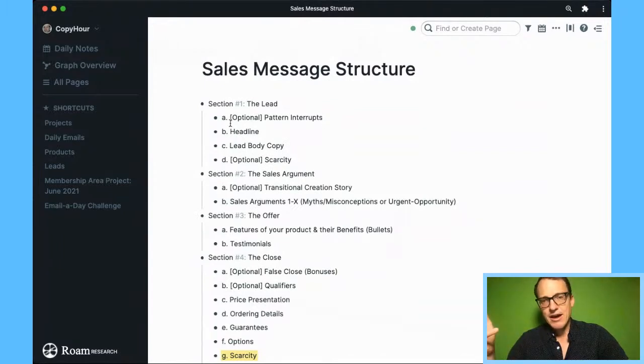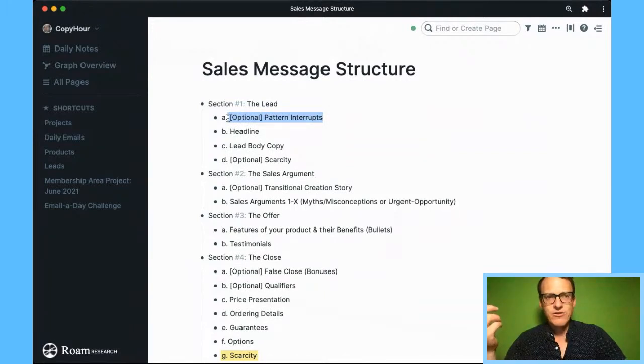Pattern interrupts were made popular by Tony Robbins, and then John Benson, who has the VSL course. He was the creator of the ugly VSL, which is basically just typing on a screen. In the beginning, that alone was a pattern interrupt because it didn't look like things that you saw on the internet before.